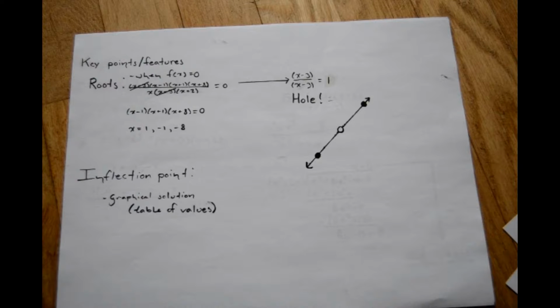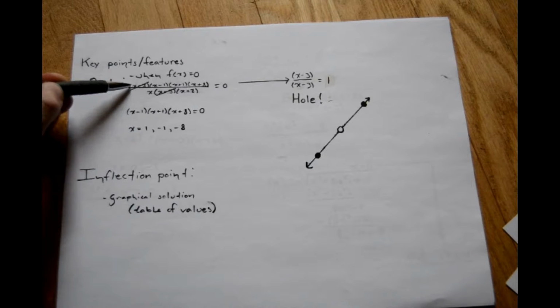So here are some key points and features. Roots. These are super useful things which you could look at if you zoom in on the graph in the last slide. So the roots are found when the f of x is equal to 0.